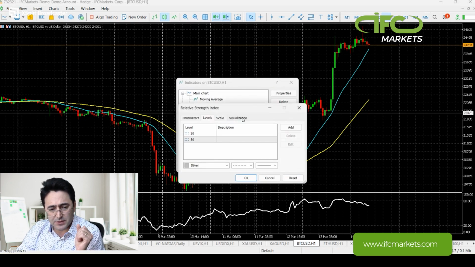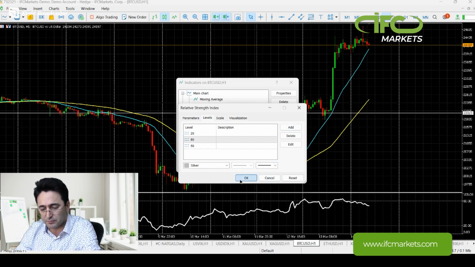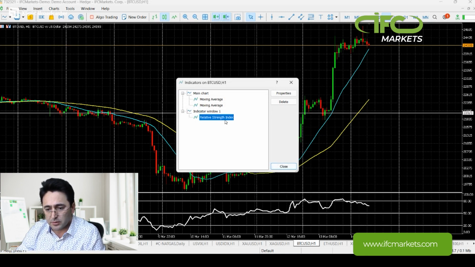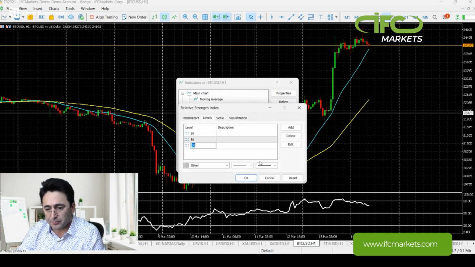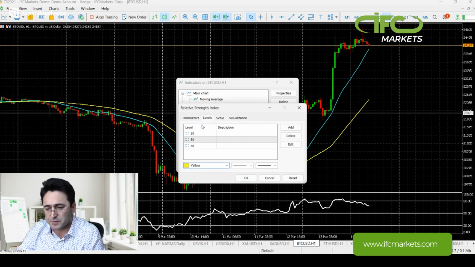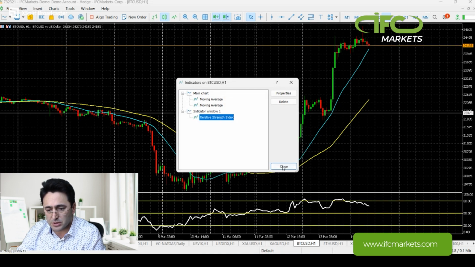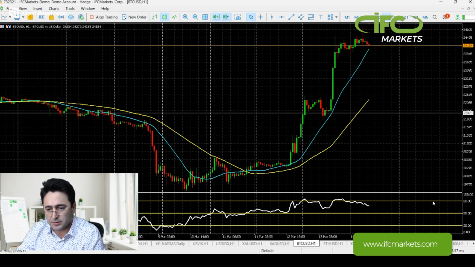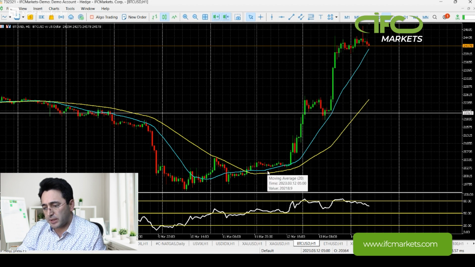When the RSI, you can see the RSI number here. This is 68. When it's above the 50 level, some traders also add the level of 50. You're adding the 50 level here. It will be more visible if we change the color to green. So we have a 50 level here, and 20 and 80 levels.